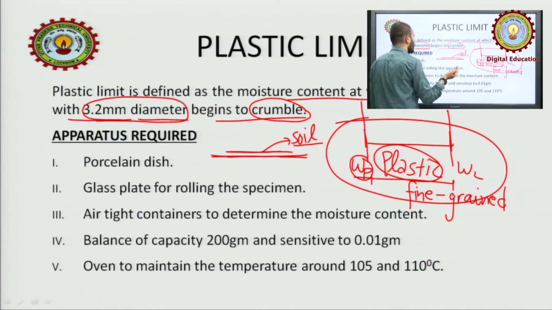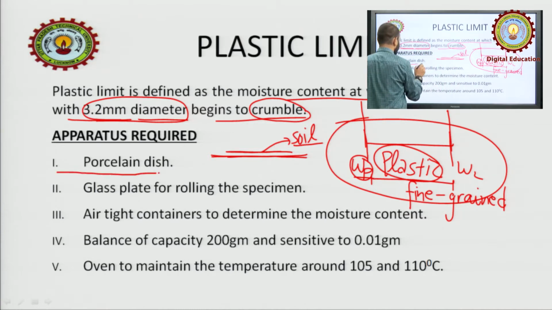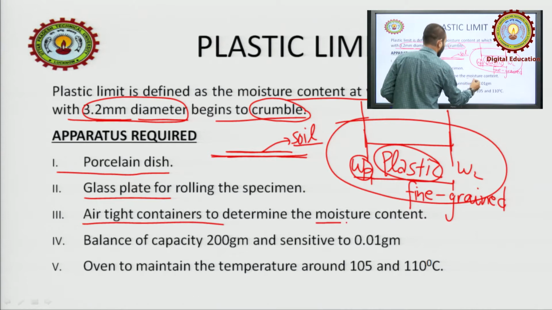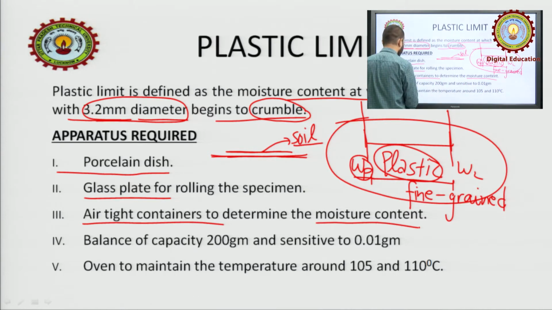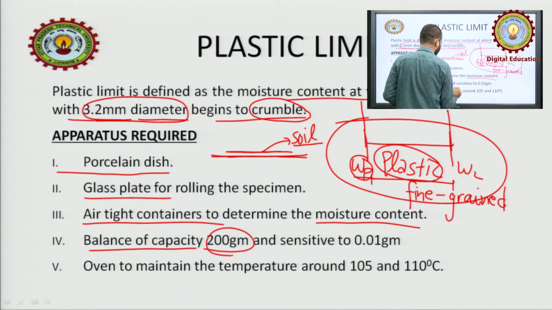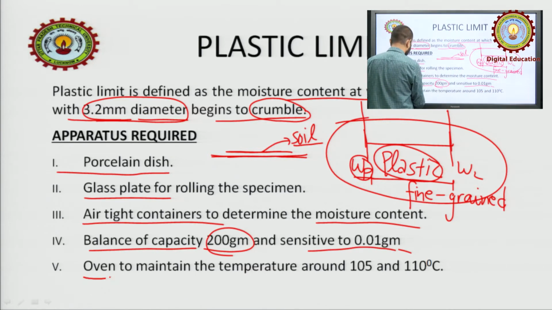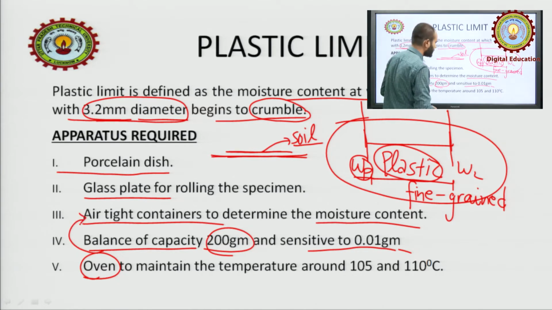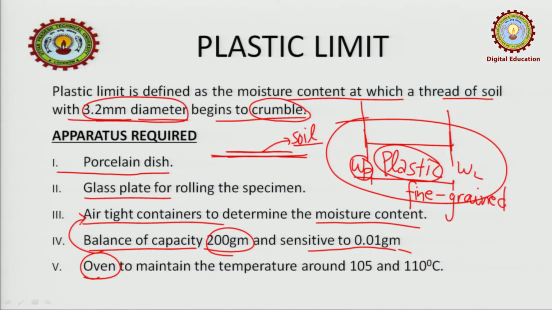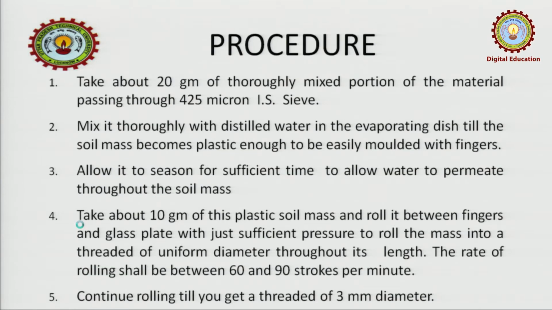Let us see what apparatus we require for this: a polyethylene dish, where we will be mixing the soil; a glass plate on which we will be rolling the soil; airtight containers so that water content can be determined; a sensitive balance of capacity 200 grams; and an oven, mainly to find out the water content. So these are required for the experiment. Let us see the procedure.